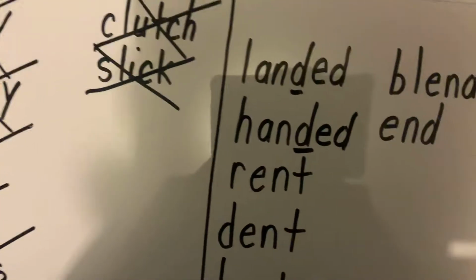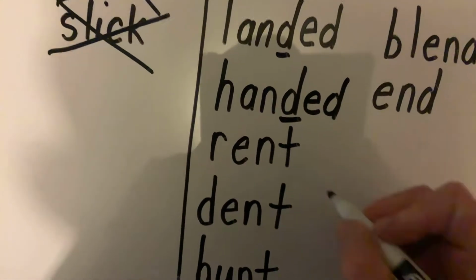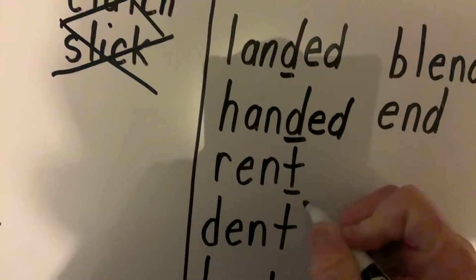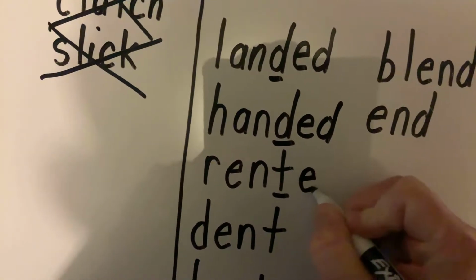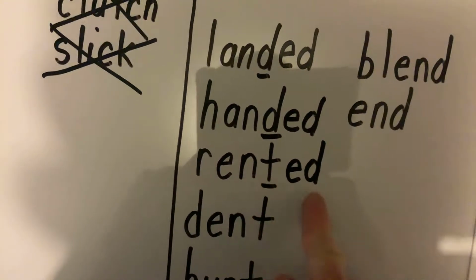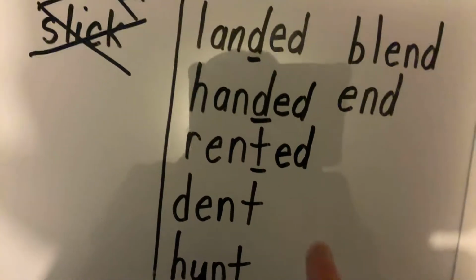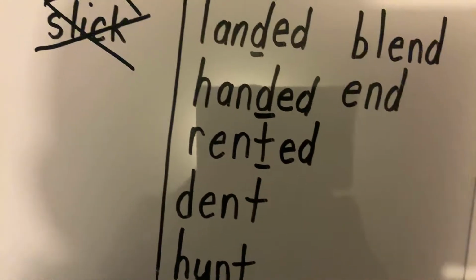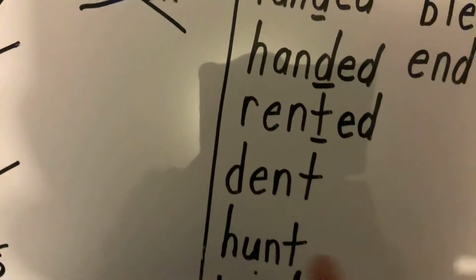Rent. Rent. That means you borrow something. Our base word ends in a T. So when we add our suffix ed, it says ed. Rented. I rented a movie last night. You already did it. It happened in the past.